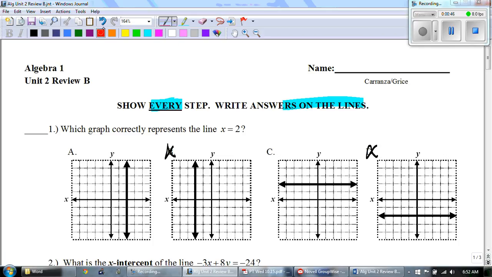Remember when the x is by itself that it makes a vertical line, okay? And remember the v in vertical goes up and down. So the correct answer is A.